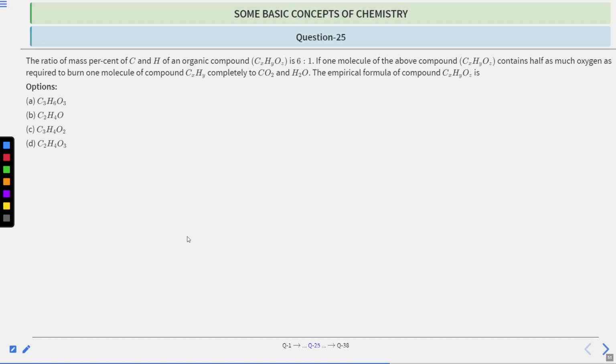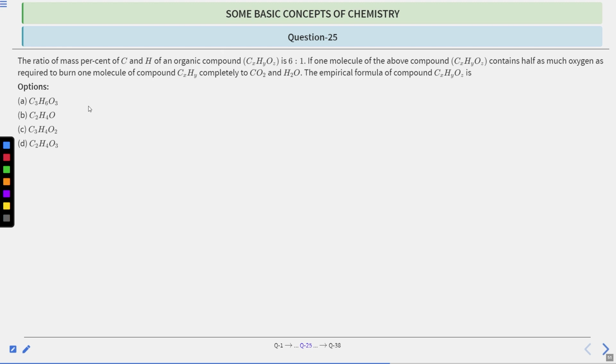Okay, so moving to our question number 25. The ratio of mass percent of carbon and hydrogen of an organic compound CxHyOz is 6:1. If one molecule of the above compound CxHyOz contains half as much oxygen as required to burn one molecule of compound CxHy completely to CO2 and H2O, the empirical formula of compound CxHyOz is. Options are given as C3H6O3, C2H4O, C3H4O2, C2H4O3. You have 10 seconds to solve this question by yourself. After that, we will solve this question.